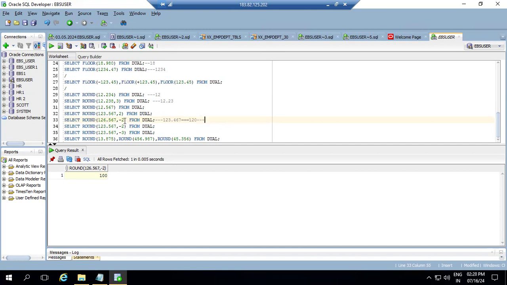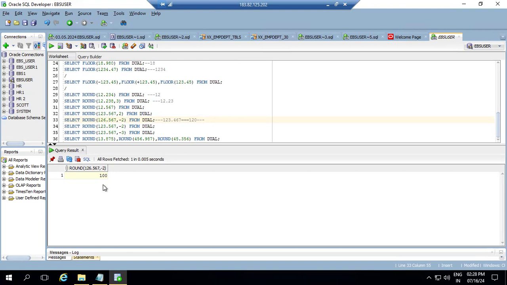As I told, the -2 goes to the left side. So when it is 2, it is the second digit over here. The first digit, we don't consider, so it is obviously 0 over here. Again, the second digit is 2, less than 5, so automatically it shows 0 only. The remaining is 1 digit, so we are getting the entire output as 100 here.